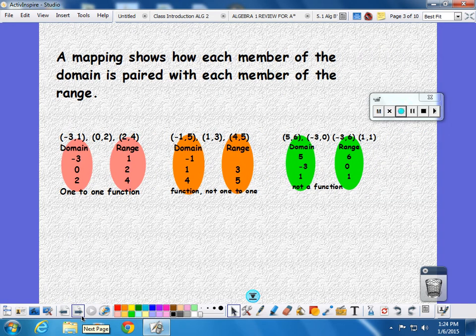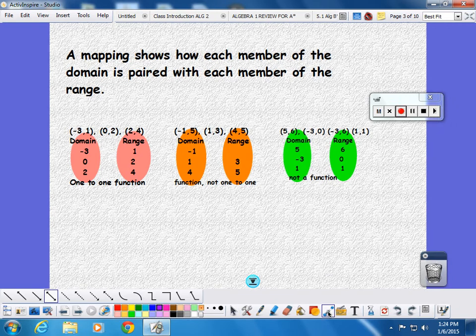All right, now a mapping shows how each member of the domain is paired with each member of the range. In other words, up here I've got the set, and then down here I have the mapping. All right, so let's talk about those. I'll let you guys copy these down as we go. I'll give you just a minute to get ahead of me, and then we'll go from there, okay? Okay, a mapping shows how each member of the domain is paired with each member of the range. So I'm looking at this set here. -3 is paired to 1. 0 is paired to 2. And then 2 is paired to 4. That's a pretty simple one.